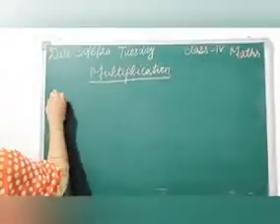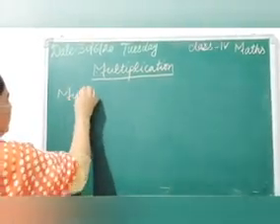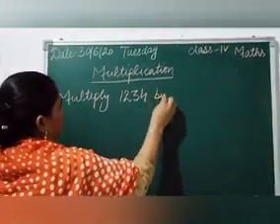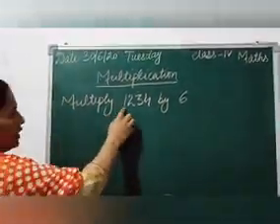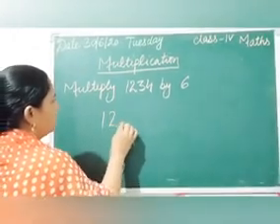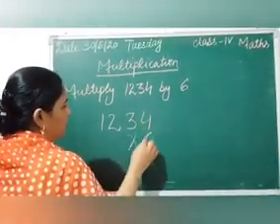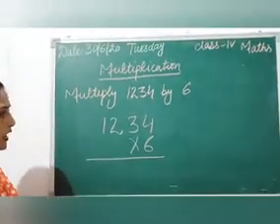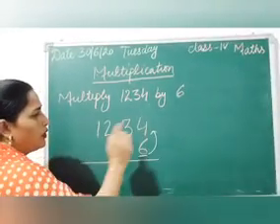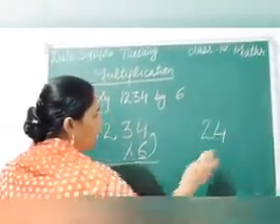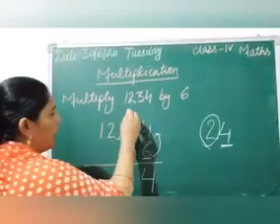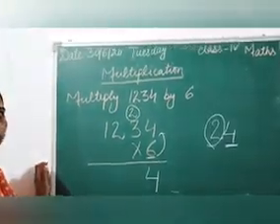For example, multiply 1234 by 6. How to solve this sum? Firstly, we will write the sum like this. Here firstly we will multiply 6 and 4. 6 4s are 24. From here we will write 4 and 2 will be carried over.